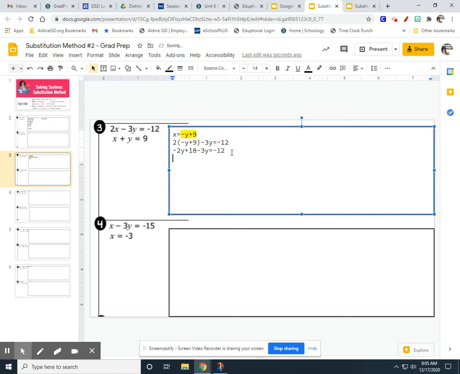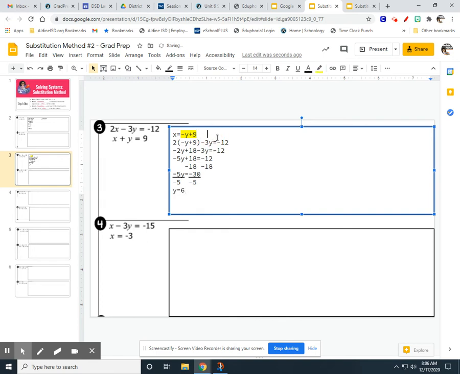Combine my like terms, which are the negative 2y and the negative 3y, which is going to give me negative 5y. Plus 18 equals negative 12. I'm going to subtract 18 from both sides. So minus 18, minus 18. Negative 5y is equal to negative 30. I'm going to underline both of these because I need to divide by the negative 5, because that's the number in front of y. And I get y equals a positive 6.